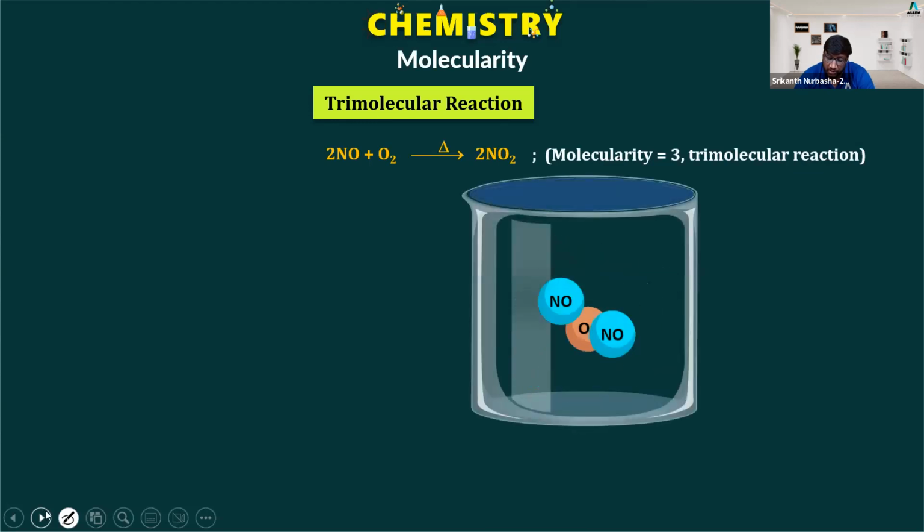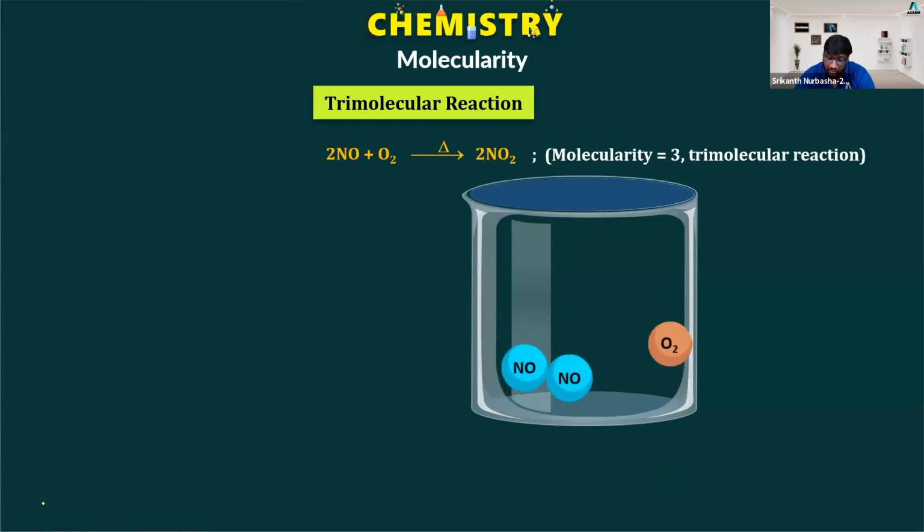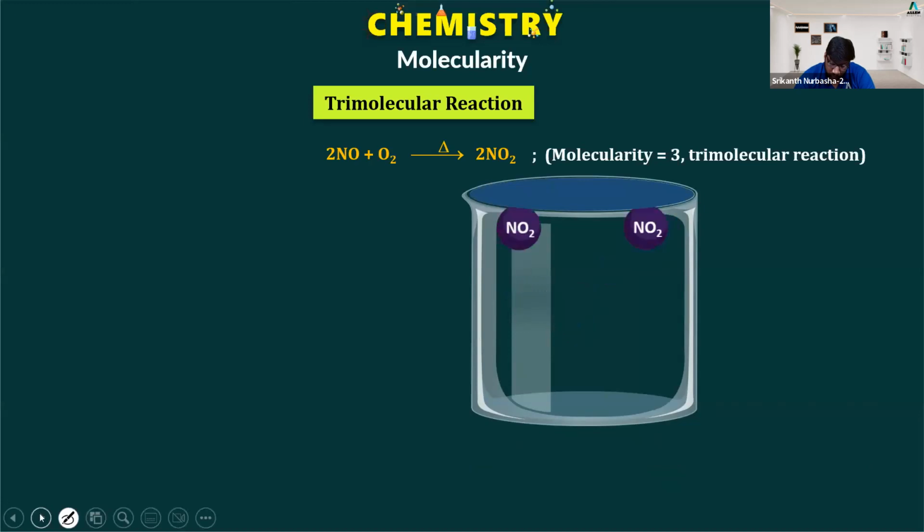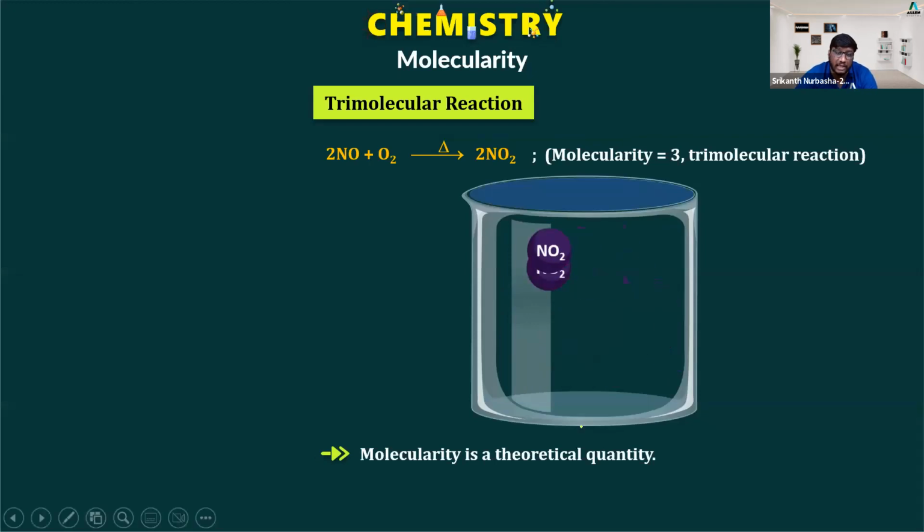Trimolecular reaction: you can take the reaction 2NO plus O2 gives us 2NO2. So molecularity in this case is 3 and it is said to be a trimolecular reaction. So 2NO plus O2 are colliding with each other at high temperature to form 2NO2. Molecularity is a theoretical quantity, or a theoretically given idea.